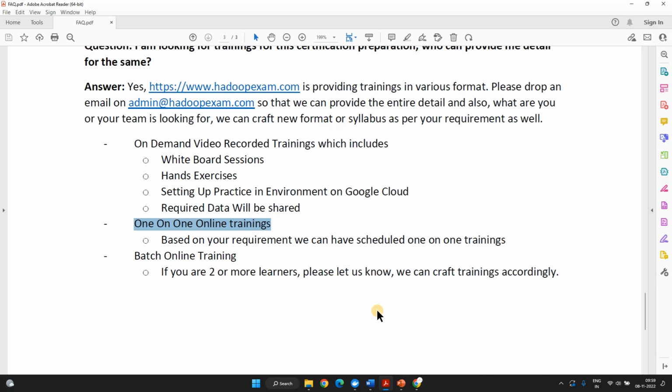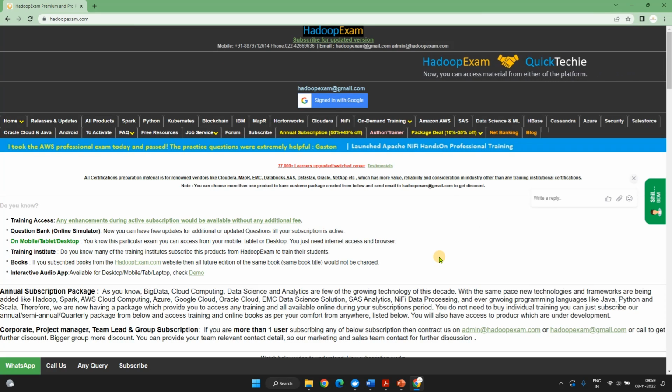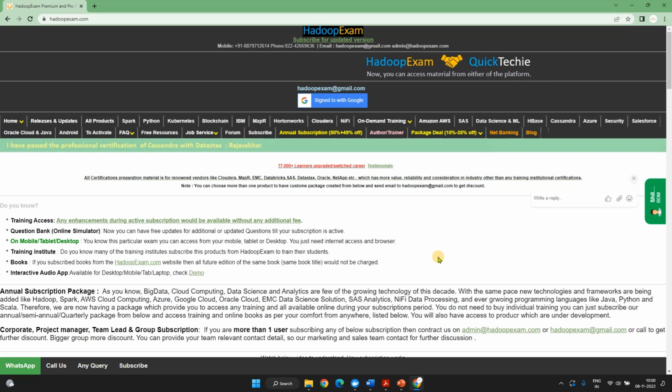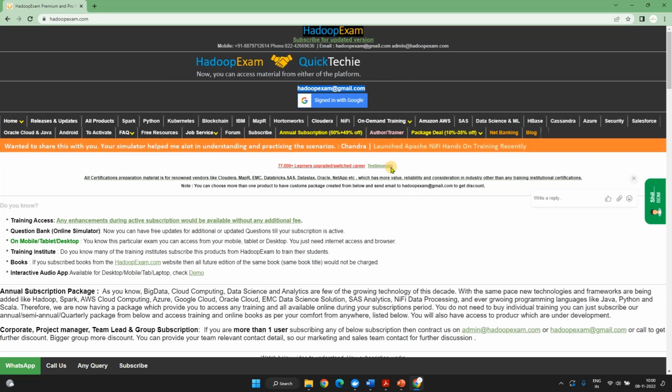Now, how do you access the CDP 4001 material? That is what I'm going to tell you. First, when you launch the website, we use a completely Gmail-based or Google-based account ID to log into our website, correct? Here you can see I have logged in using hadoopexam@gmail.com. Whatever ID you are logged in with, you can see your email ID.